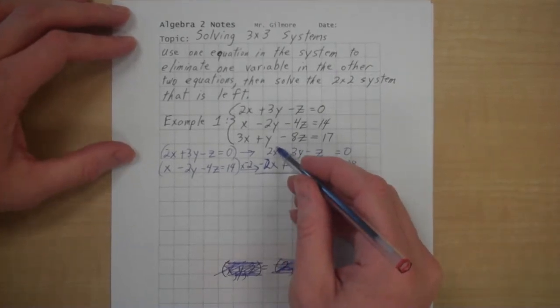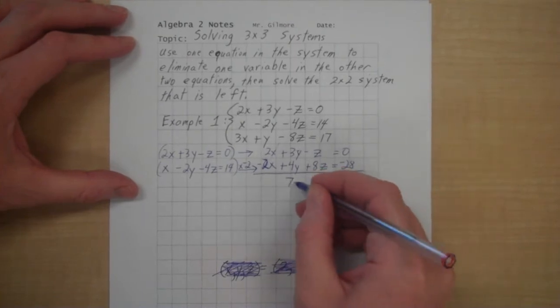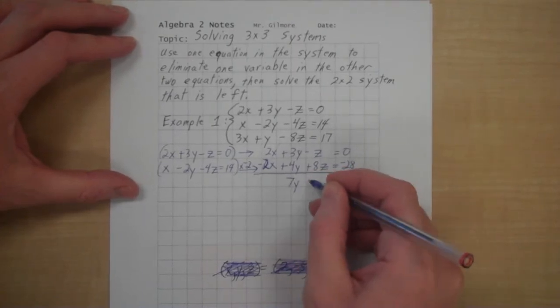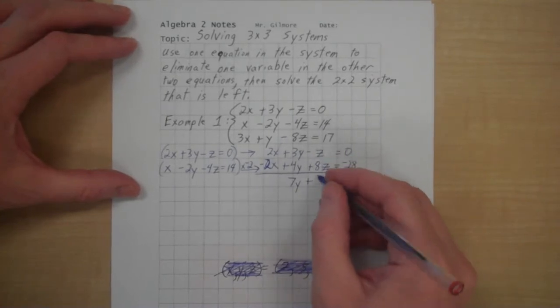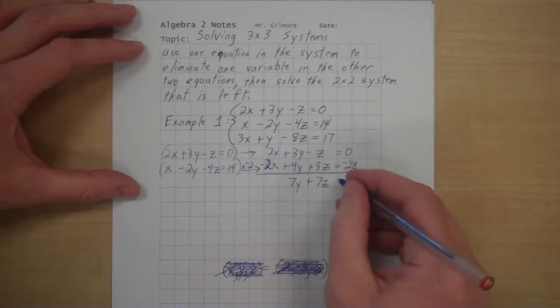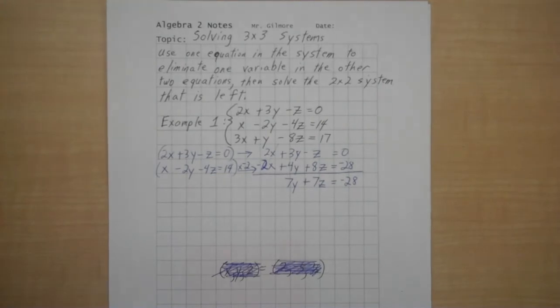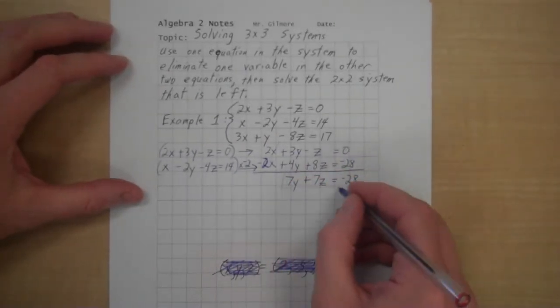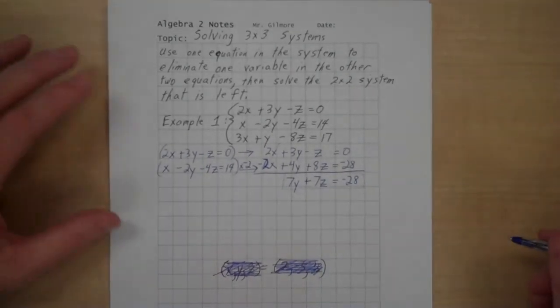Now what do I get when I do that? I get the x's to cancel out. 3y plus 4y is 7y. Negative z plus 8z is 7z. And 0 and negative 28 is negative 28. So 7y plus 7z equals negative 28. Let's save this for later. It'll come into play in a little bit.